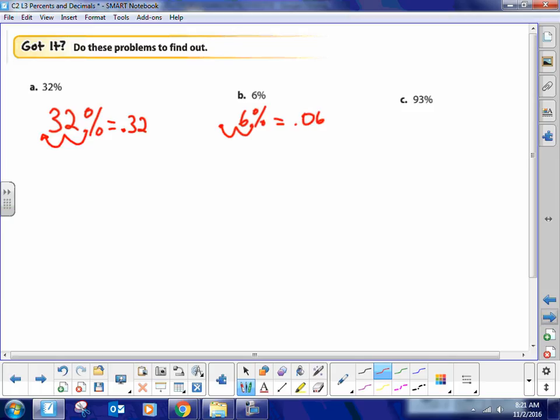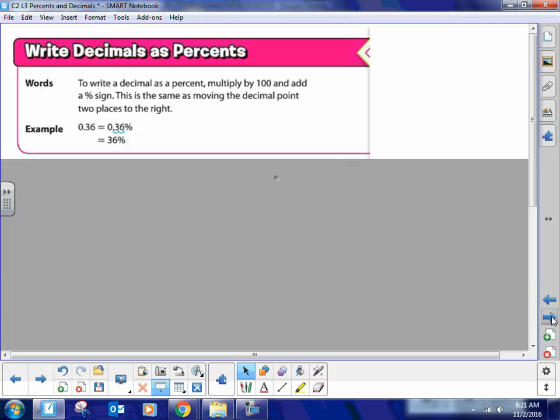Again, 93%. Put the decimal there. Now I'm going to move the decimal over 2 spaces. That's going to become 93 hundredths. This lesson should not take you very long. This is very easy, very simple.